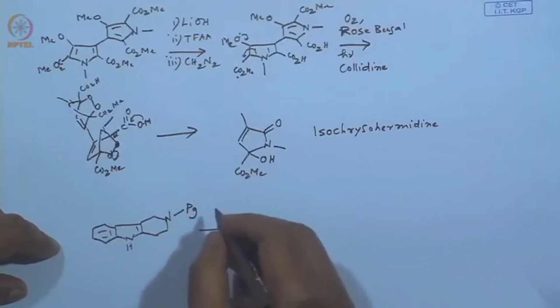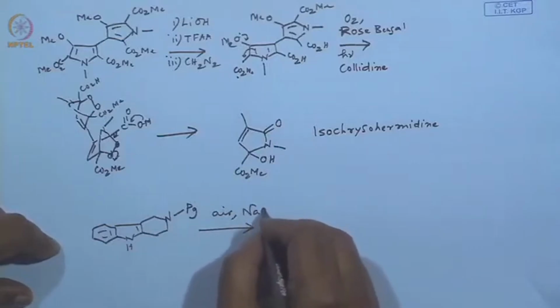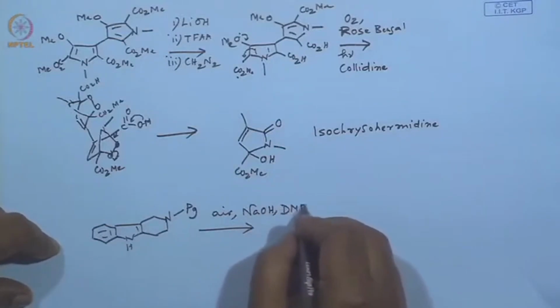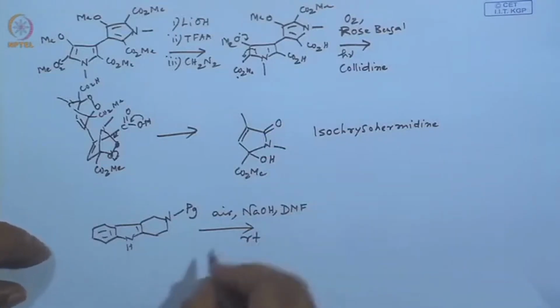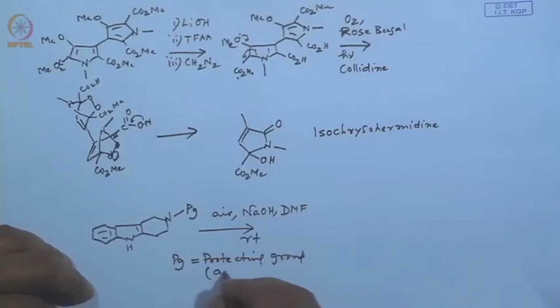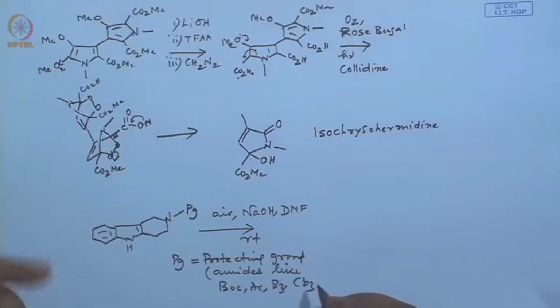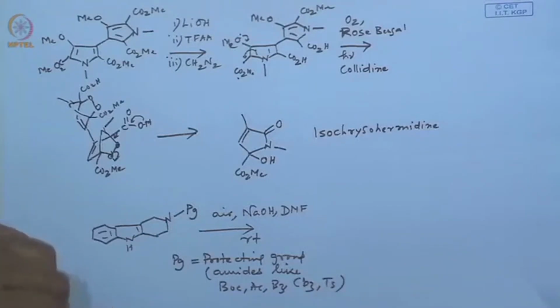Now the simplest oxidation, which we often do in our lab for anthraquinone chemistry, is just air, sodium hydroxide and DMF, and you do not have to heat anything, just room temperature. PG stands for protecting group, often we write that, and protecting groups are normally amides like BOC, all of us know BOC, butyloxycarbonyl, acetate, benzoate, and then CBZ, benzyloxycarbonyl, and tosyl. All of them actually belong to the amide groups, and in most cases nitrogen protecting groups are amide protecting groups.